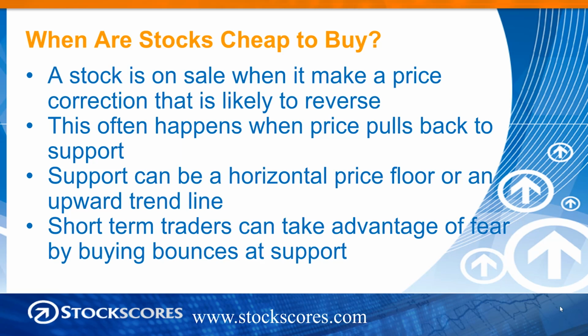So where does price change direction? Well, this typically happens when price falls into support. Now, support can be defined as a horizontal price level on a chart, or it can be defined by an upward trend line. And what we find is that when price falls sharply into these support zones, even though it feels like the stock is really in trouble, that is typically the area where it will reverse direction, and that's the best time to buy a stock when it's on sale.